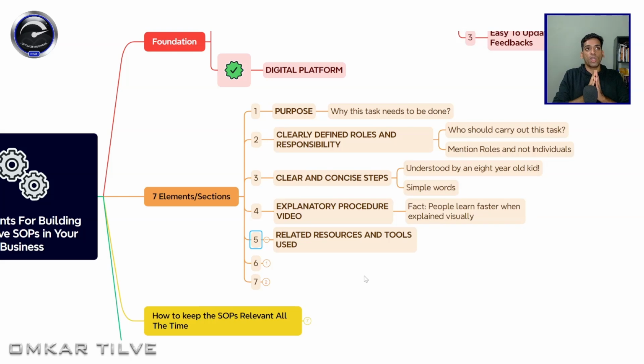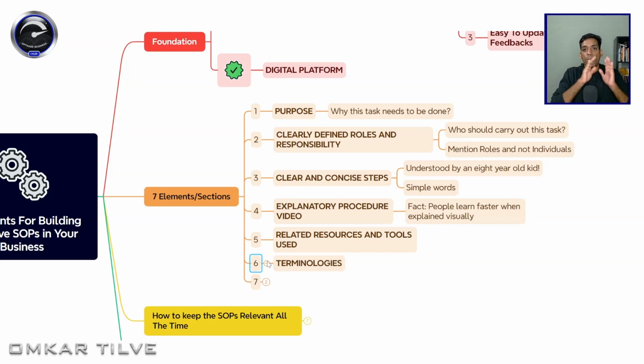Now, if you're doing content marketing and you're writing an SOP on how your employees should put out content on Instagram, and you're using apps like InShot or Captions and all these apps, you need to mention these resources and tools so that the person who is executing can easily go and access those apps.